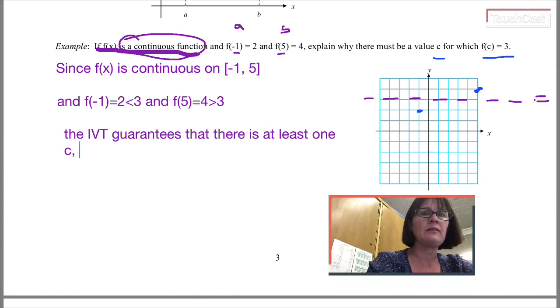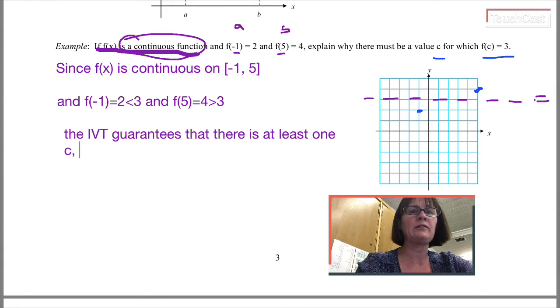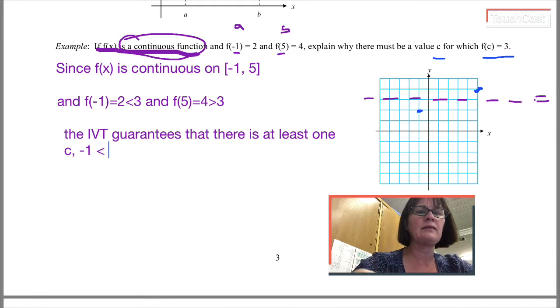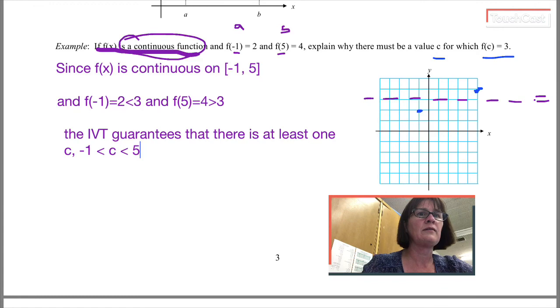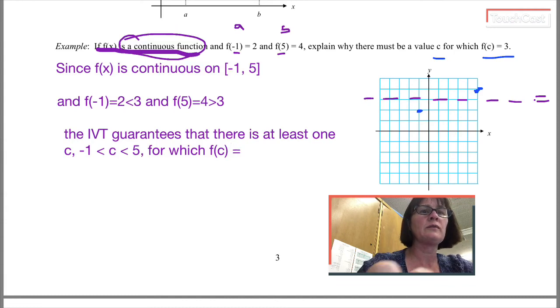So in this case, our A is -1. -1 is less than C, which is less than the other input value we know, which is 5, for which f of C equals the y value we cared about, which was 3.